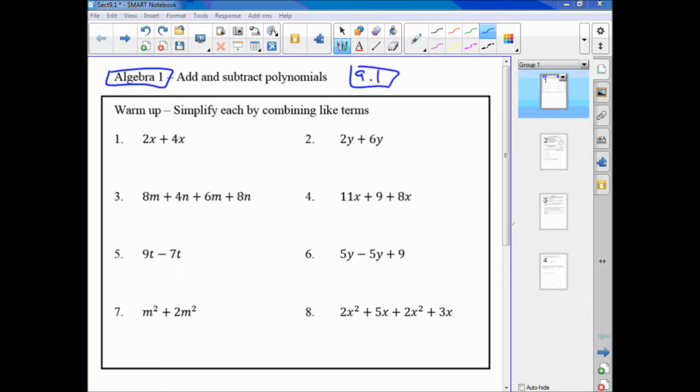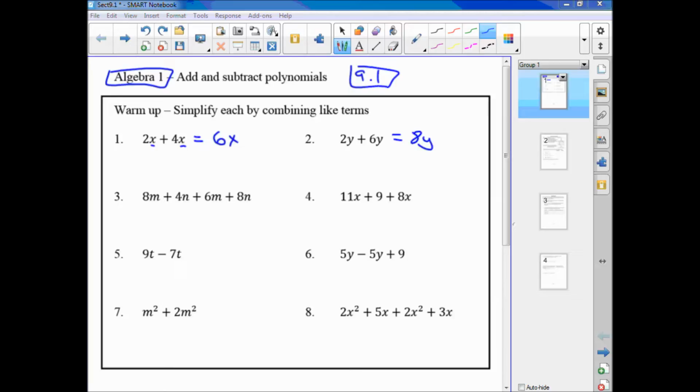All right, so the warm-up was to simplify each by combining like terms. We've done this before. We have 2x plus 4x. Remember, since these are the same variable with the same exponents, we can combine them because they are like terms. To add them, we just say 2 plus 4 is 6 and put the x back. For number 2, 2y plus 6y, same thing. We can add 2 plus 6 for 8 and put the y back.